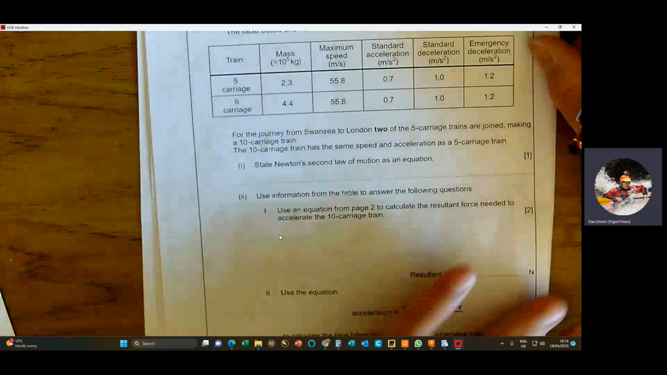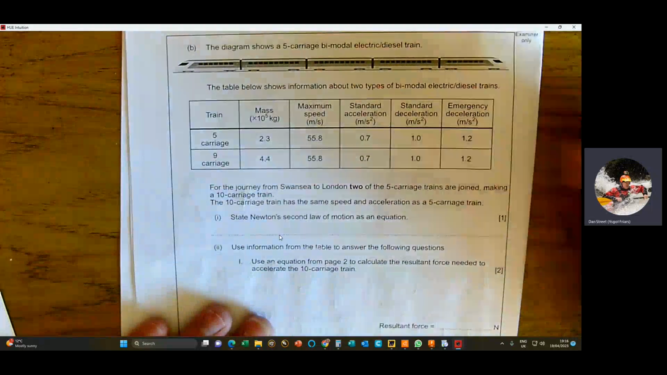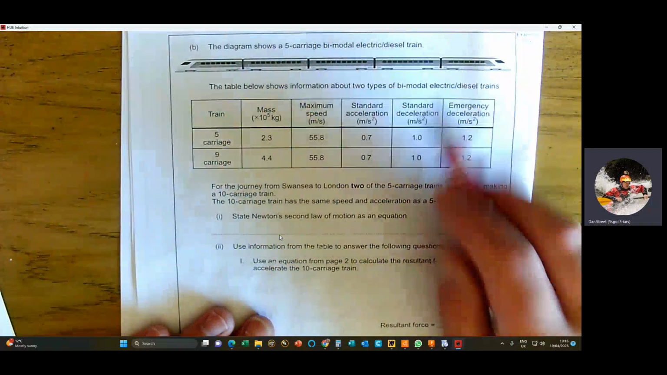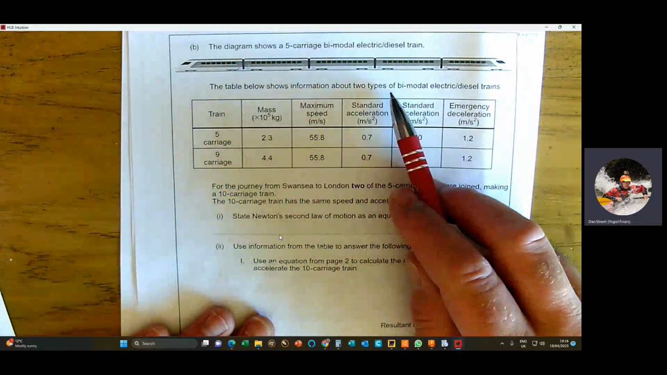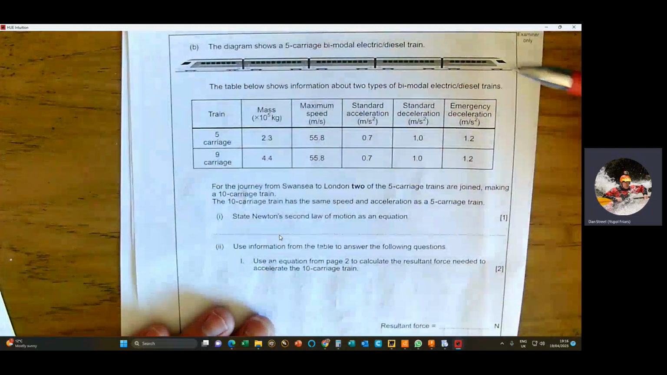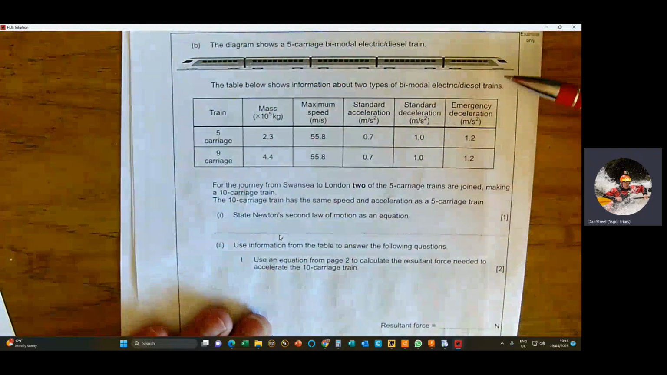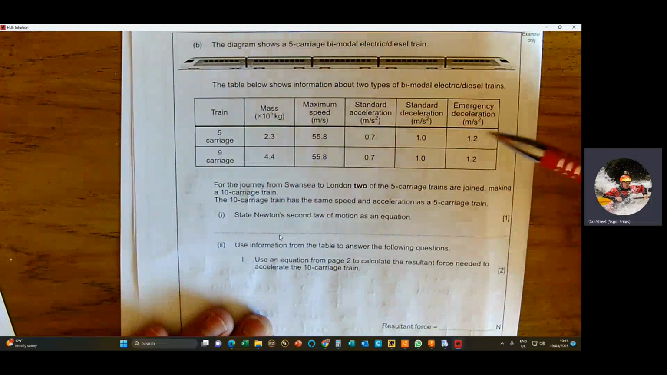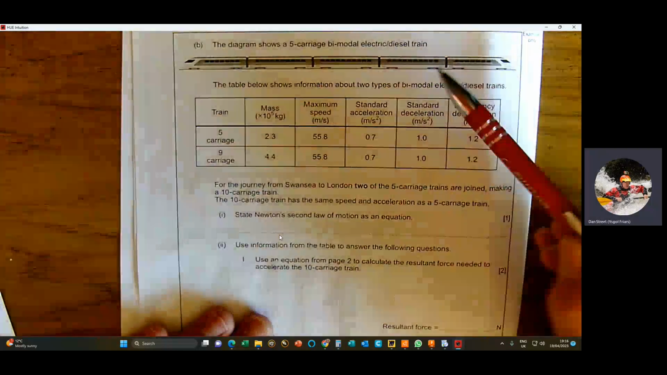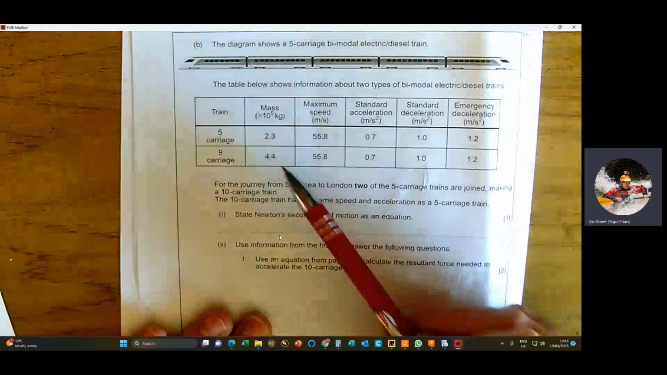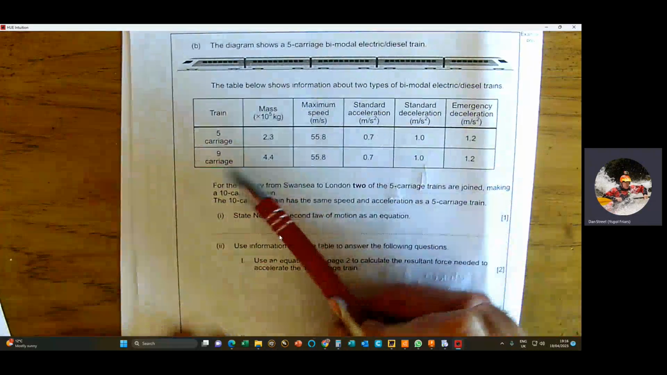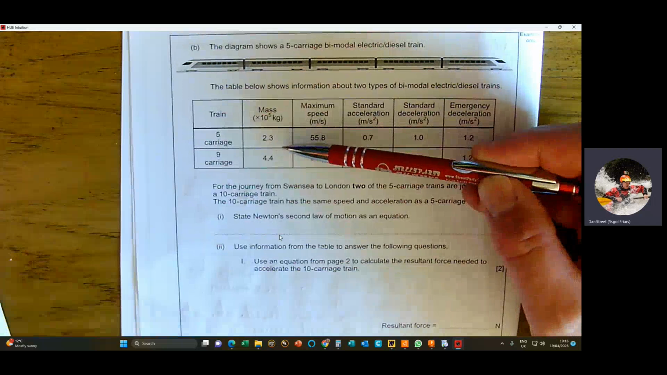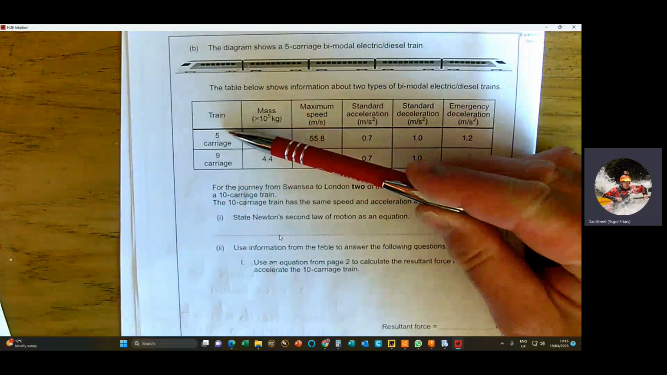We've now got the picture of our bimodal train. This shows a 5-carriage bimodal diesel electric train. And the table below shows information about 2 types of bimodal electric diesel trains. So this row is about a 5-carriage train, and this one is about a 9-carriage train. So we add on another 4 carriages in between the glass carriage and the engine unit there. Now, if you look at this information, not surprisingly, the mass of the 2 trains is significantly different. It's not quite double the mass because it's only a 9-carriage train, not a 10-carriage train.